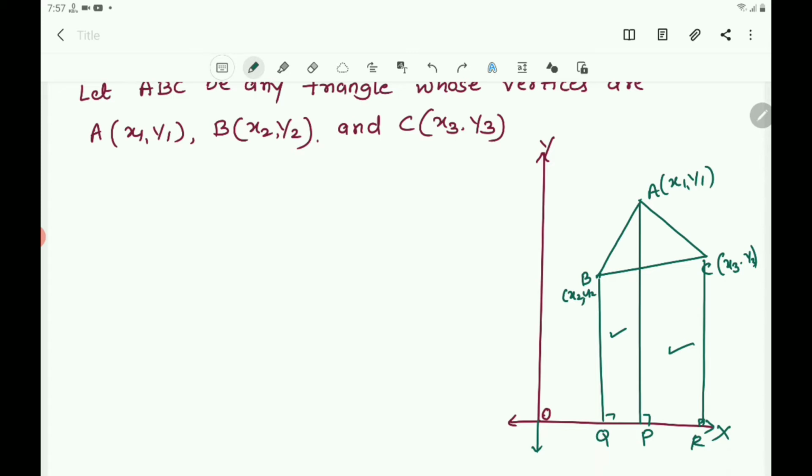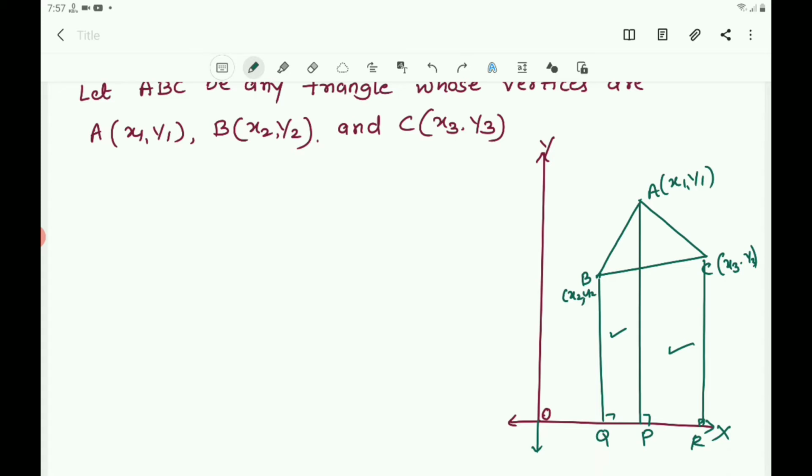Now you know the formula to find the area of the trapezium, that is half of the product of the sum of parallel sides and the distance between them. That is, half into sum of parallel sides into distance between the parallel sides.